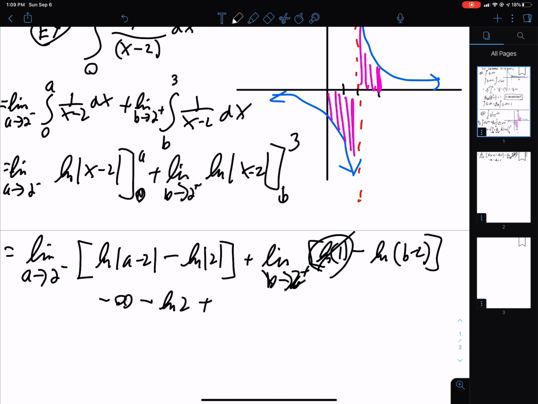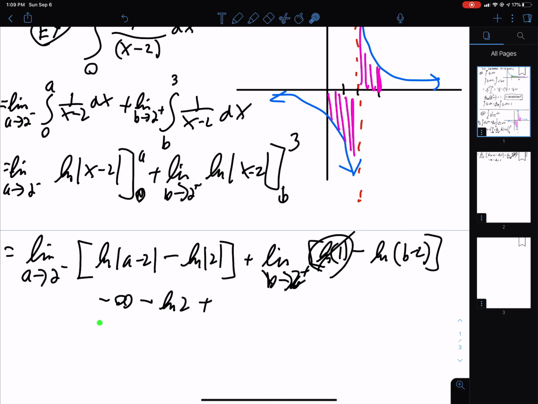We ignore that. Now, we plug in numbers to the right of 2. So 2.0001 minus 2, that's a positive 0.0001. ln of numbers that are positive really close, again, like I said earlier, that's going to be negative infinity.